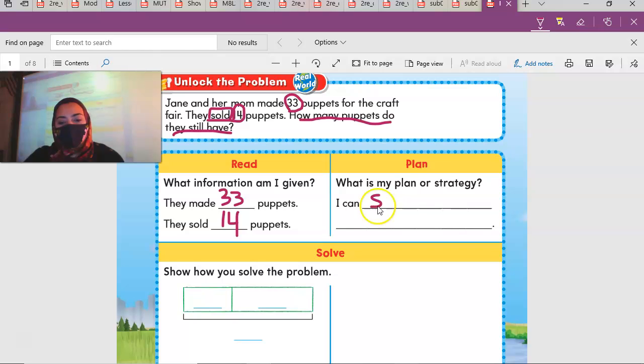Some went away. SWA. And that means what? Subtract. Subtract is just a fancy word for take away. Same thing.